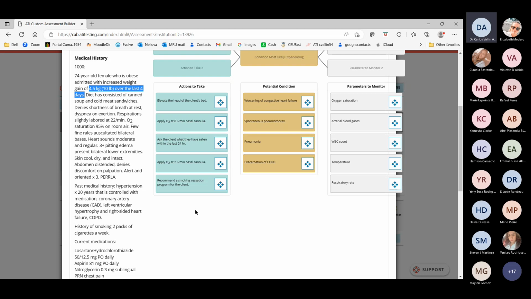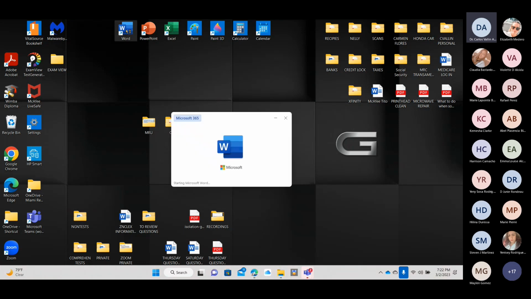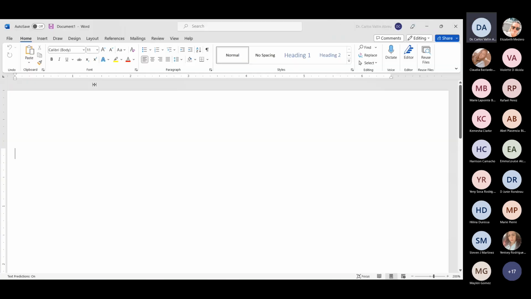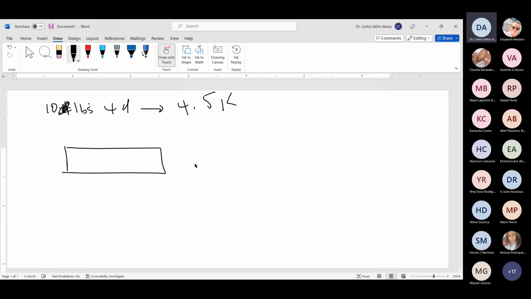Can you repeat the question? Just a moment, let me see if I can at least open a Word document. This is an English question, okay? The scenario says that the patient gained 10 pounds in 4 days, which is equivalent to 4.5 kilos. And I'm asking you, put in this box, this is an NCLEX question, how many milliliters of liquid did this patient retain?